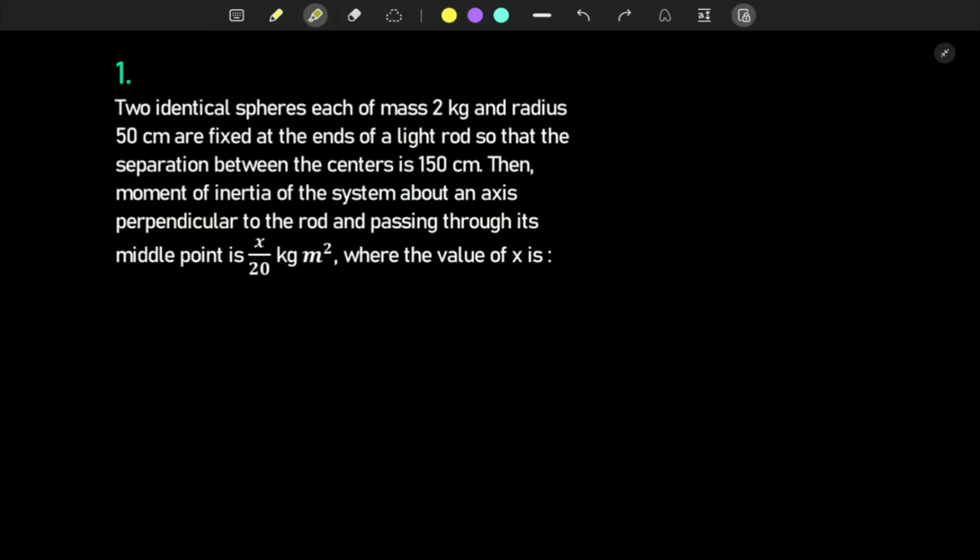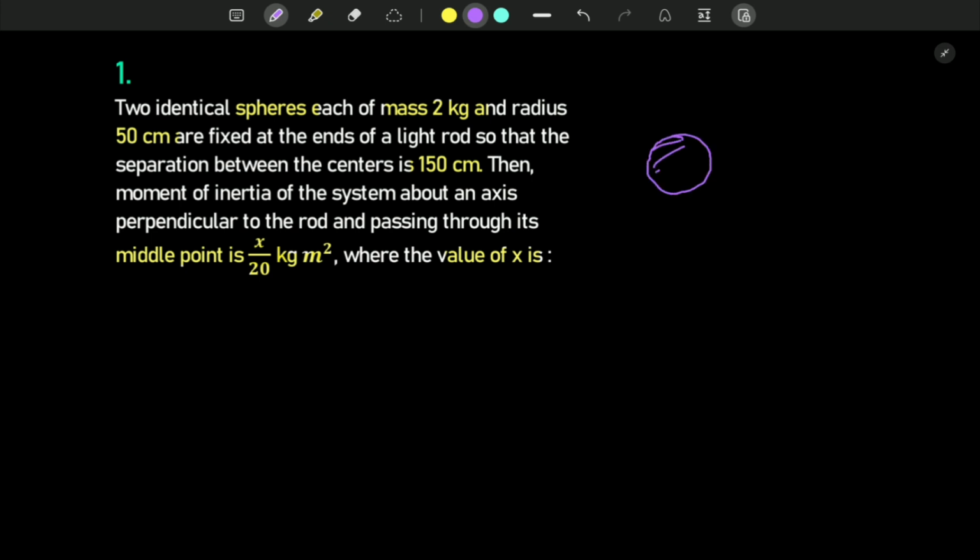It says two identical spheres, each of mass 2 kg and radius 50 cm, are fixed at the ends of a light rod so that the separation between the centers is 150 cm. Then the moment of inertia of the system about an axis perpendicular to the rod and passing through its middle point is x by 20 kg m². I have to find the value of x. Without a diagram nothing will happen, so let us draw the diagram.